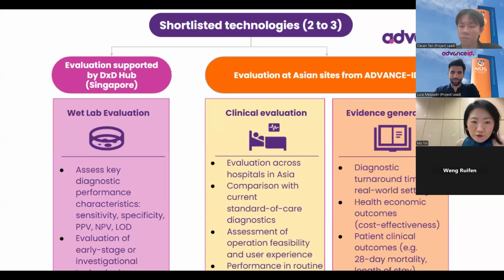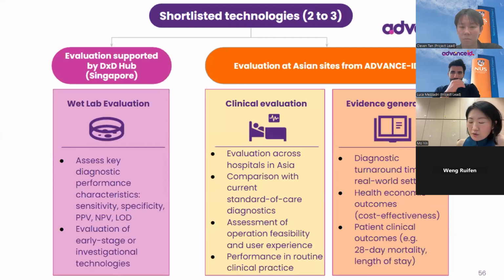So what's in for the shortlisted technologies? We'll be finalizing 2 to 3 of these. And what we can offer for these technologies is a joint effort from DSD Hub as well as Advanced ID. Firstly, at DSD Hub, we'll be able to offer wet lab evaluation. So we do have a very wide collection of isolates from especially LMICs in Asia. We can do that in the lab setting by DSD Hub in Singapore.